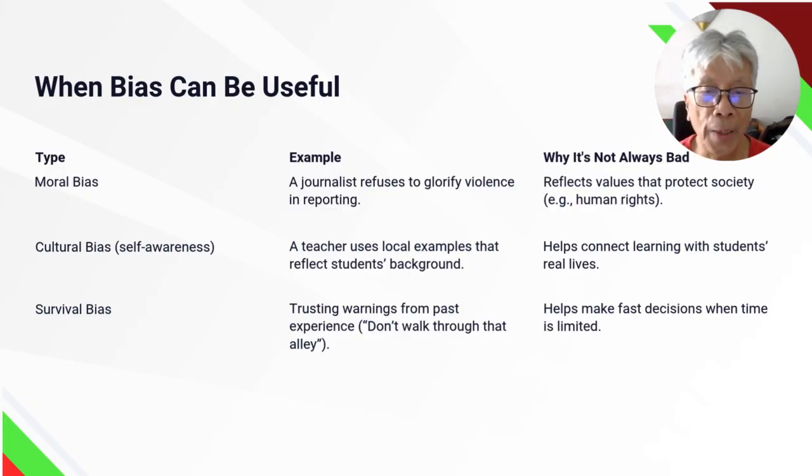Survival bias, trusting warning from the past experience, for example, to not walk through that alley. It's dangerous. There are a lot of ghosts or whatever. A lot of dogs will chase you. That helps us make a very fast decision when time is limited. So bias can be useful in that sense.